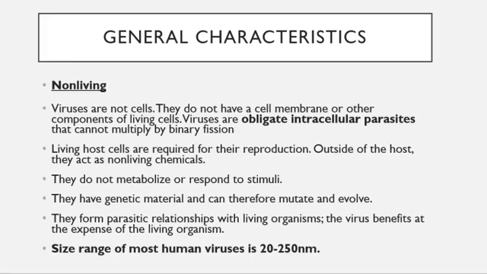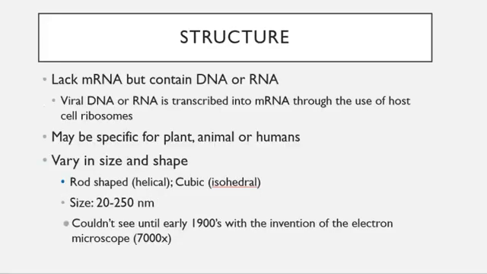They have genetic material and can therefore mutate and evolve. They do form parasitic relationships with living organisms. The viruses benefit at the expense of the living organisms. They are very small in size. The size range for most human viruses is in the range of 20 to 250 microns. So let's talk about the structure of viruses.